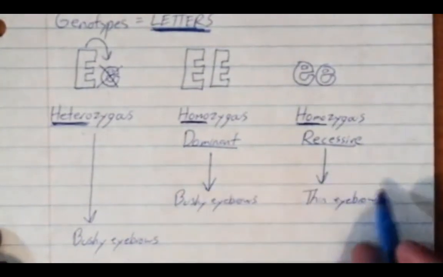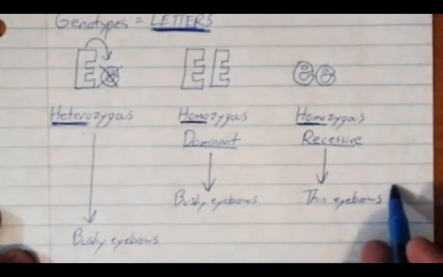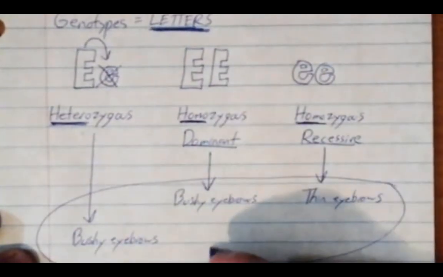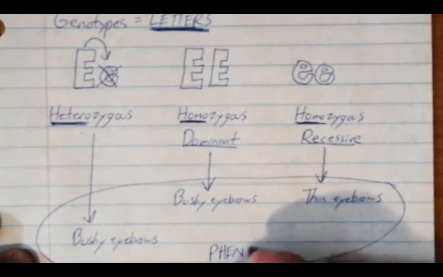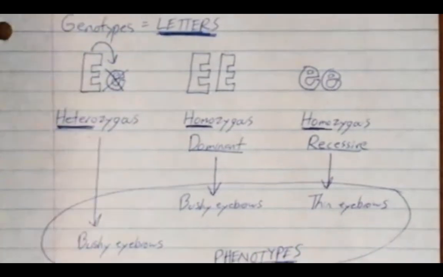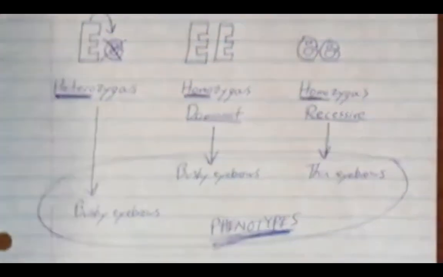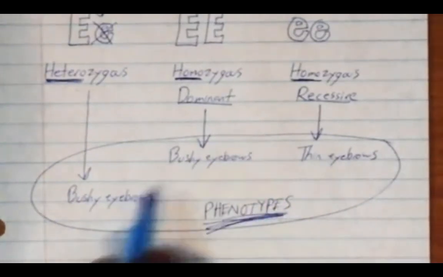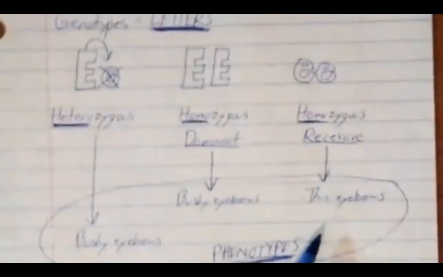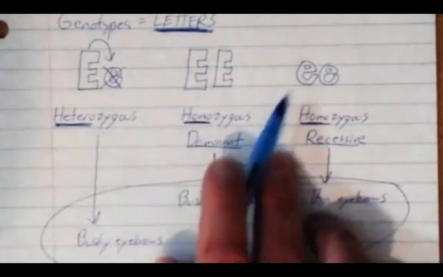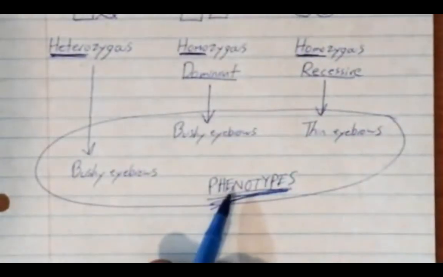Okay? These characteristics that are created from the letters are called the phenotypes. Pheno with a PH, okay? So when I say what are the genotypes, I want the letters. If I say what are the phenotypes, I want to know what they would actually look like on the person, okay? So the genotypes make the phenotypes. You need to know the DNA before you can know what the person's going to look like.